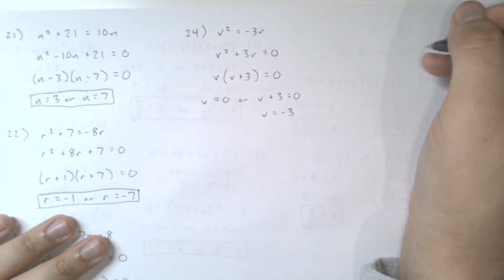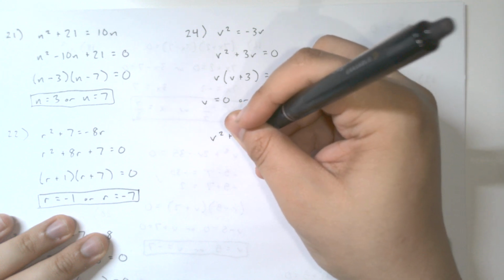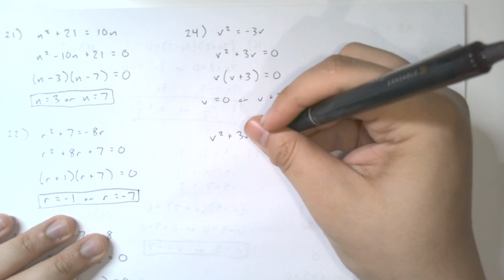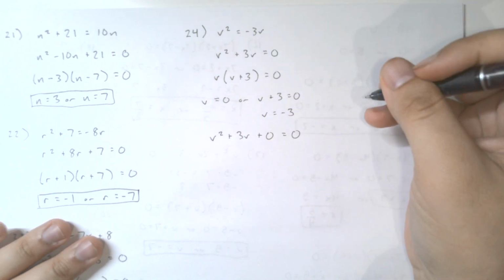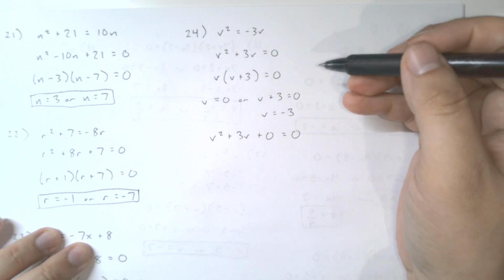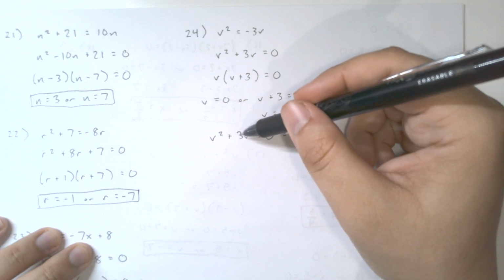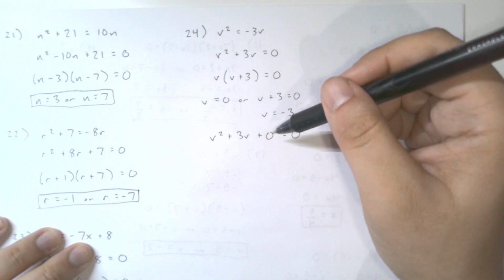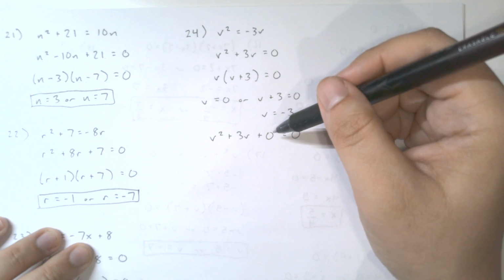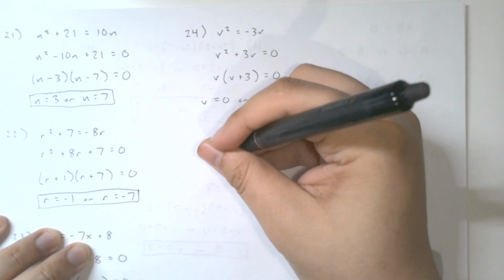The other way that we can think of this is observing that we have v squared plus 3v, and implicitly we have a plus 0 here. So if we want to continue factoring like we have in the previous problems, what we can do is find two numbers that multiply to 0 and add up to 3. Well, if they multiply to 0, from our zero product property, one of those has to be 0. So 0 plus what number gives us 3? Well, that has to be positive 3.